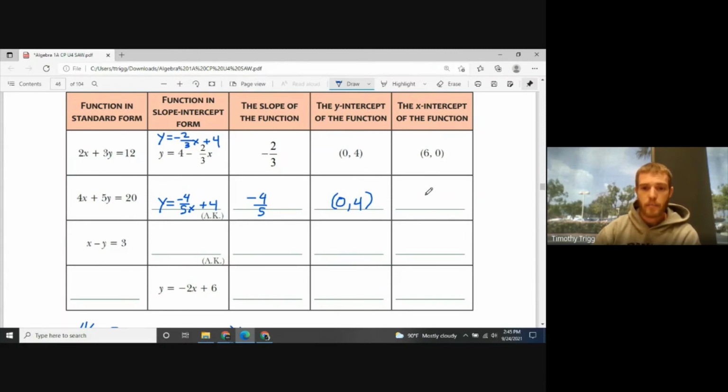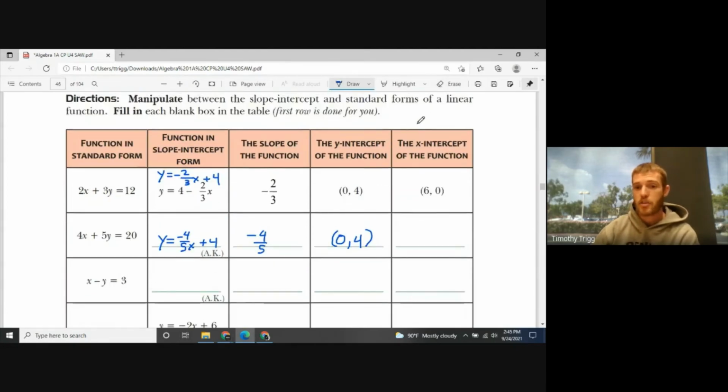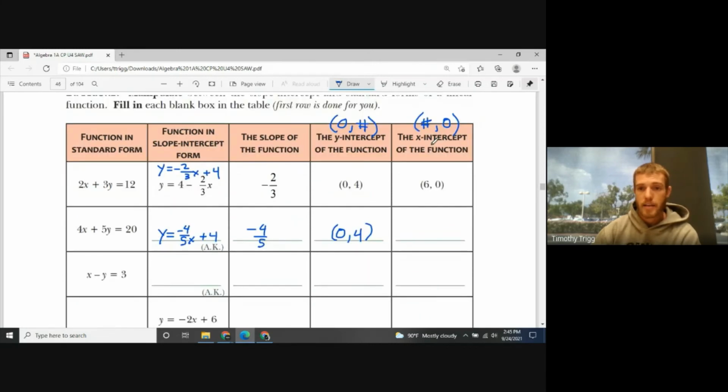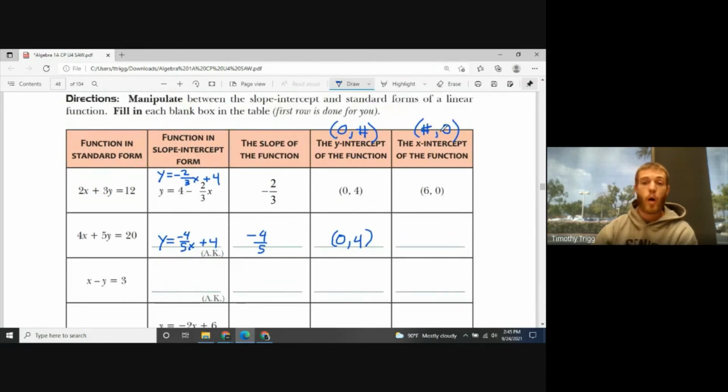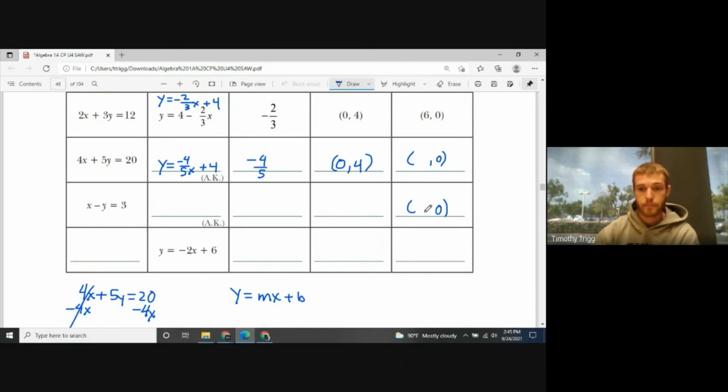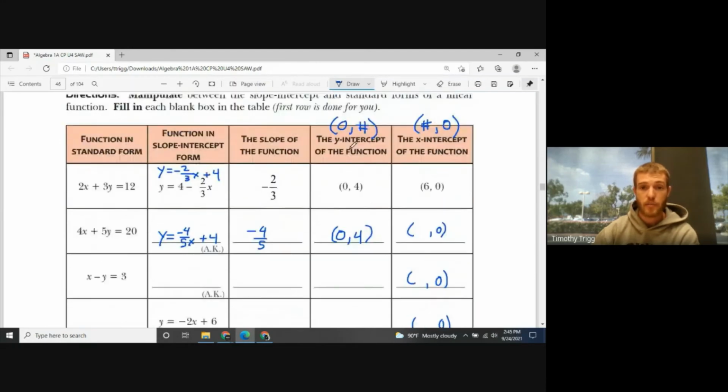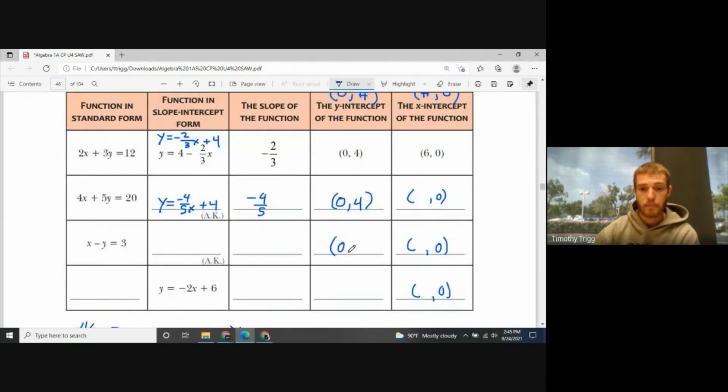Now, the x-intercept, the way you could easily find that is by noticing the x-intercept is always (some number, 0), whereas the y-intercept is always (0, something). Okay. Well, the x-intercept, since it's (something, 0), the y-coordinate will always be 0. So I know for all of these, the y-coordinate will be 0. And I know for all of the y-intercepts, the x-coordinate will be 0.